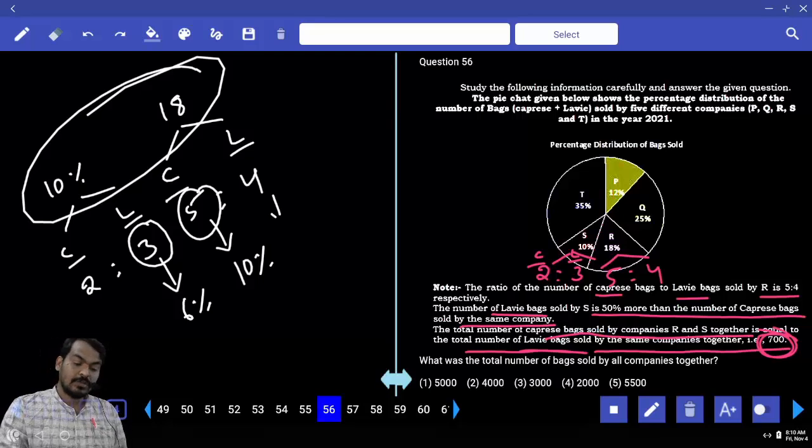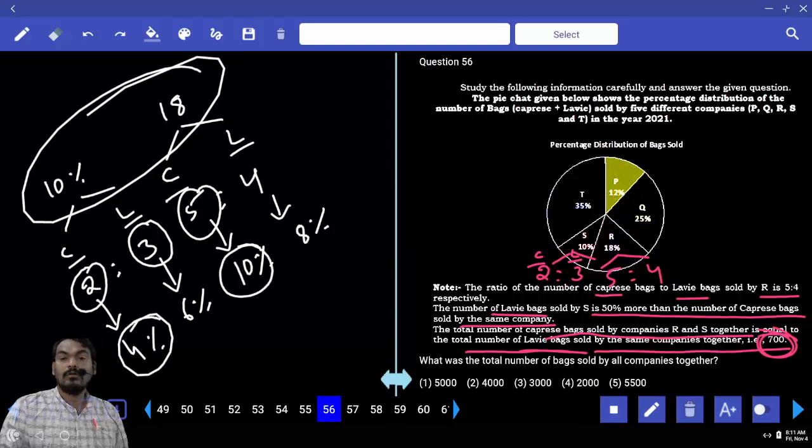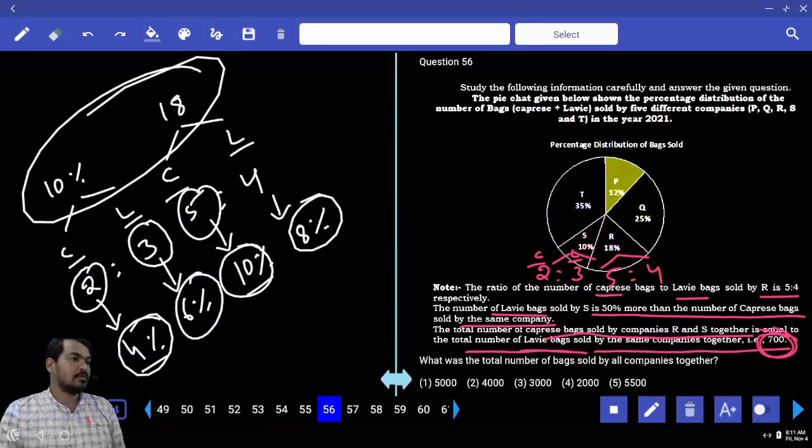Okay. And this one is how much? 8%. This one is 4%. 4 plus 10, 14%. What is that 14%? 700. For R, 6 plus 8 is also 14%. It is also 700. Okay.